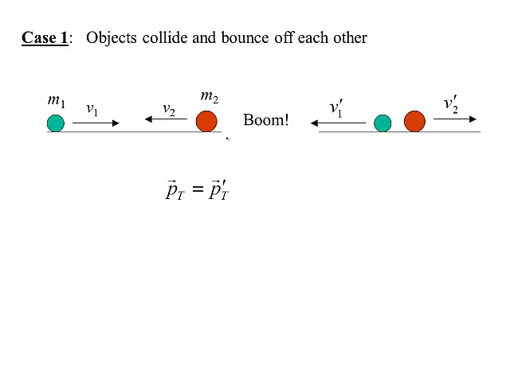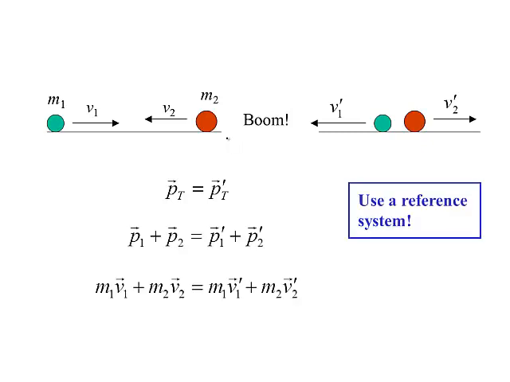So case 1, objects collide and bounce off each other. So you've got 2 masses, they're unequal masses, and they're moving towards each other with unequal velocities. So we make sure to use a reference system. When we're plugging values into an equation, anything to the right here would be positive, and anything to the left would be negative. That's the one thing that we sometimes find students make mistakes on, is forgetting the positives and negatives. Easiest thing to do.